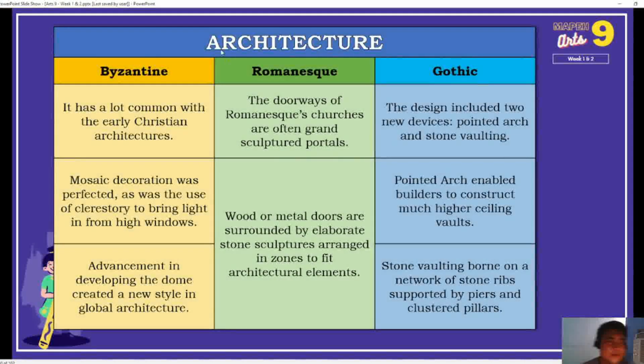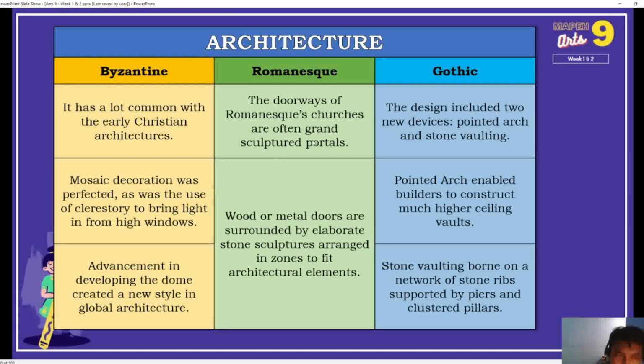For the architecture, so for the Byzantine, it has a lot in common with the early Christians' architectures. Mosaic decoration was perfected, as was the use of clerestory to bring the light in from high windows. Advancement in developing the dome created a new style in global architecture.